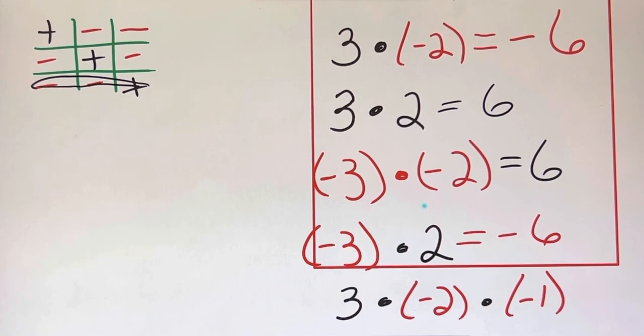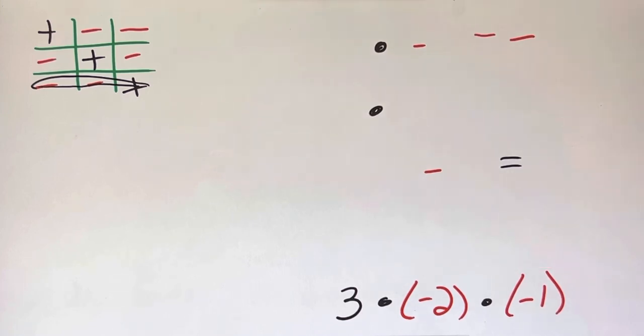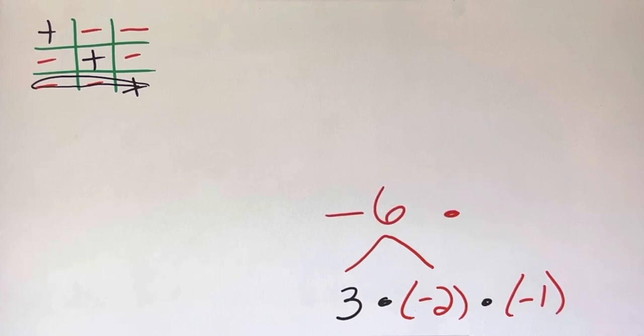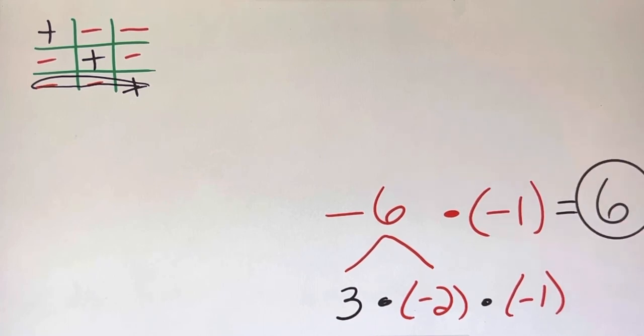Right here, when I have a positive 3 times a negative 2, I'm just going to write it on top so you can see. A positive 3 times a negative 2, that will be a negative answer. It will be negative 6. And then when you multiply that times negative 1, now you have to look, we have a negative times a negative. They're the same signs, so the answer is going to be positive. So the answer to this problem would be a positive 6.